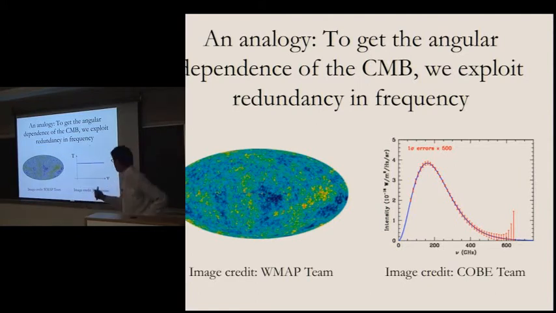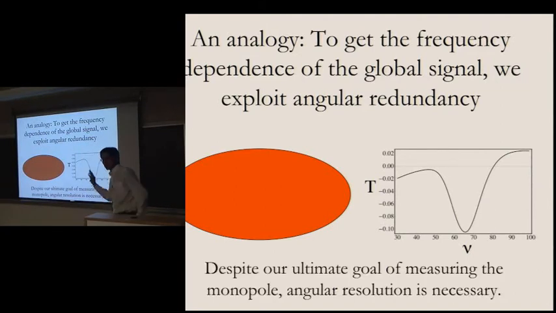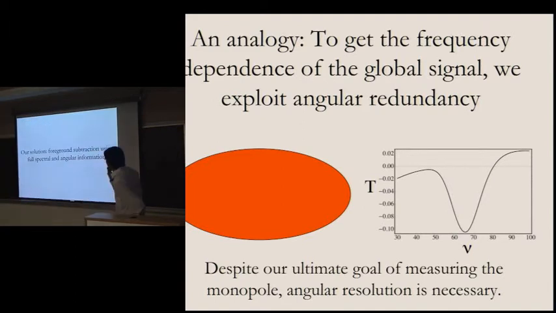That's great, right? This gives me redundancy. If I'm supposed to measure the same thing at every frequency, then if I ever see some non-trivial spectrum here for the CMB, then I know that what I have is foreground. Okay? So this here is basically the CMB rotated 90 degrees, right? We want a frequency spectrum, so we ought to exploit the angular redundancy. Despite our goal of measuring the monopole, we ought to build instruments with angular resolution to do this. Okay, now suppose you did.